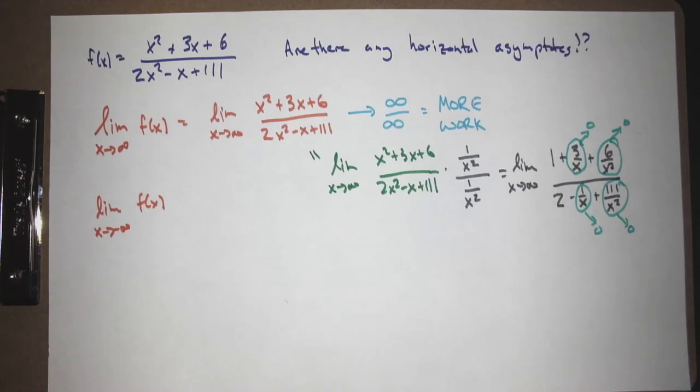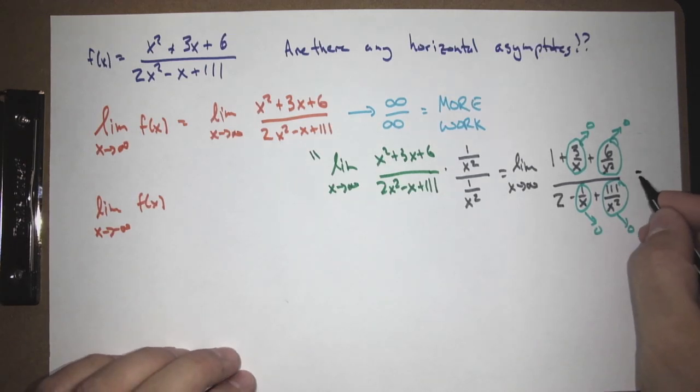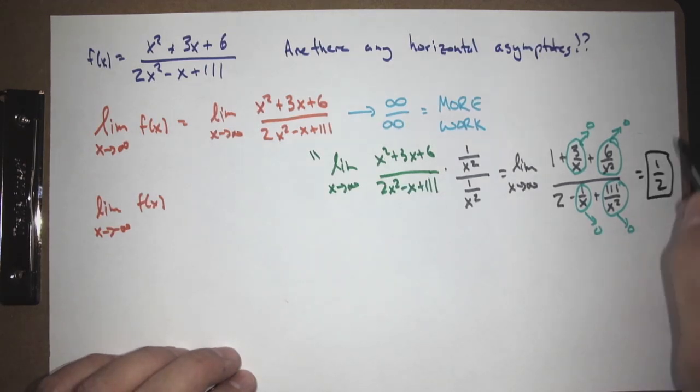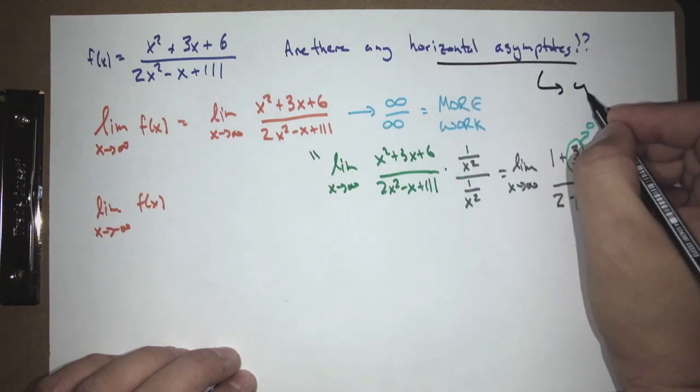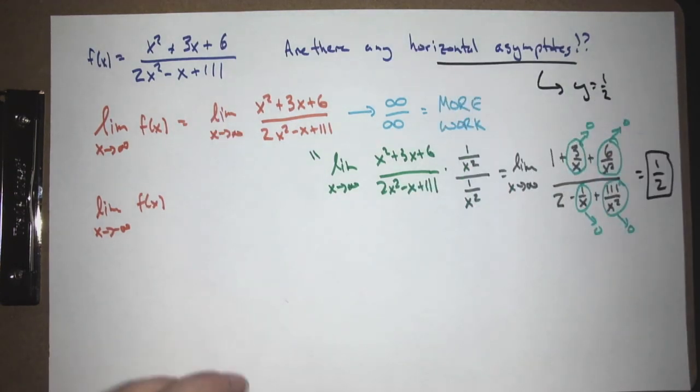So, do we have a problem anymore? No. We've slowed things down. We don't have infinity over infinity. We don't have 0 over 0. We have what? 1 over 2. So that says a horizontal asymptote of y equals a half. Now that's as we go to positive infinity.